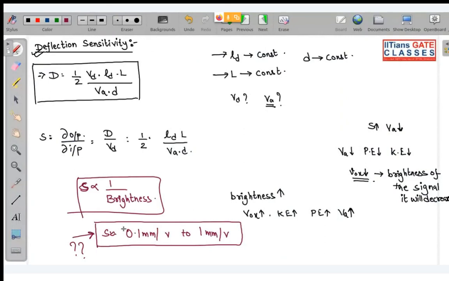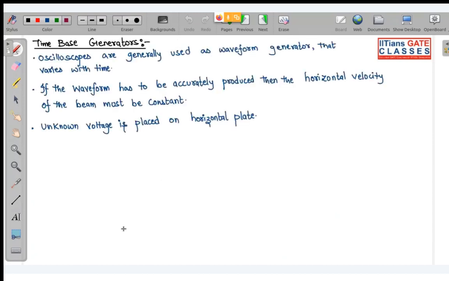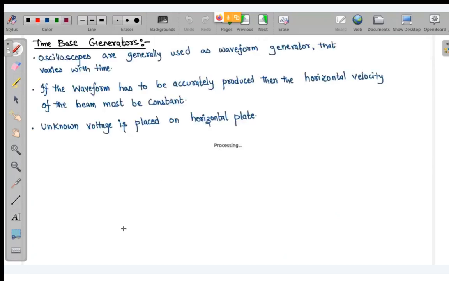Okay, so next class we are going to see the effect of beam transit time and frequency limitation. This has never been asked, but it might be asked. It's a very small point and we just need to memorize two formulas. That will be enough. We are not going to derive this. These two points have been asked in engineering services a lot of times: what is beam transit time and the frequency limitation due to beam transit time. So only the formulas we are going to see, no explanation. This is not in our GATE also.